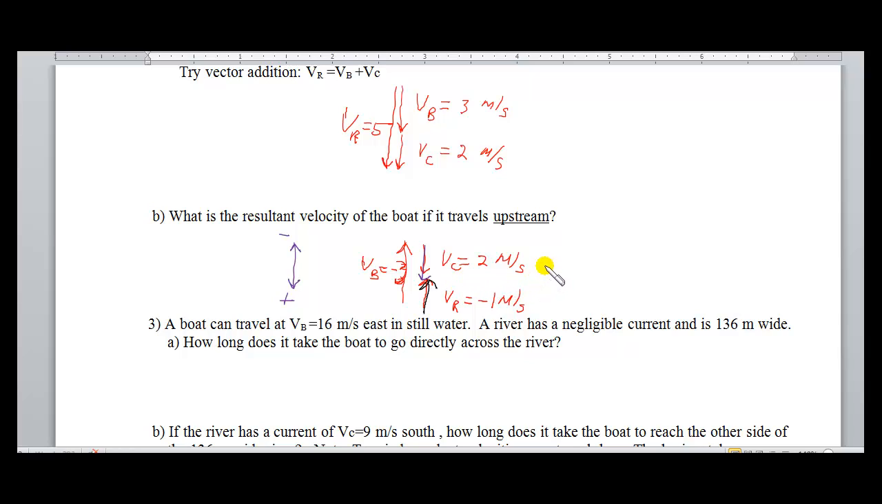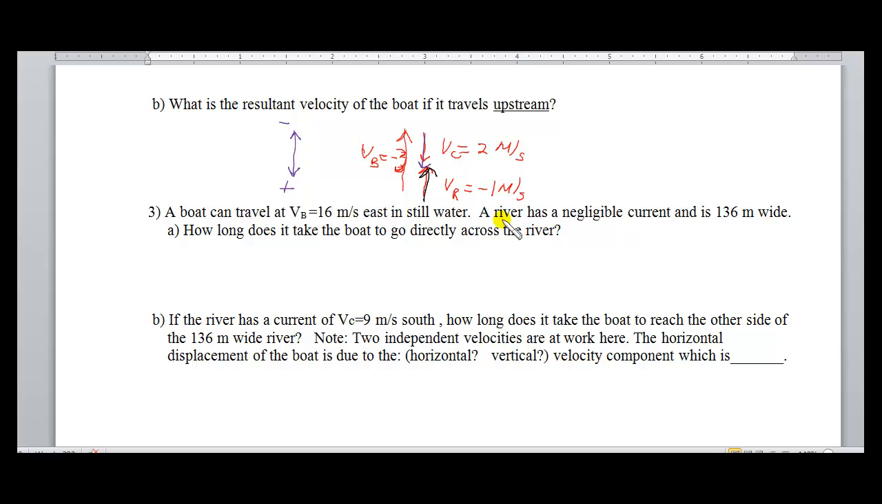Now here's a question. Suppose the current was actually moving at 3 meters per second. What would somebody on the shore measure the velocity of our boat if it was moving at 3 meters per second upstream? Well, I hope you can see that the 3 meters per second downstream and then the negative 3 meters per second for the velocity of the boat would basically cause the boat to appear to be at rest relative to the individual on the shore. Let's take a look at another example.